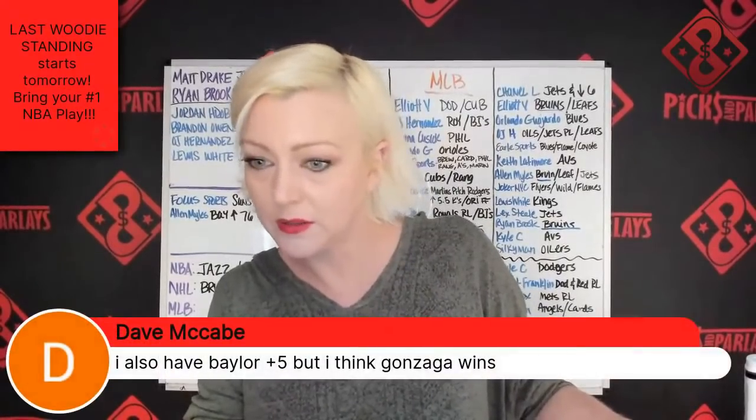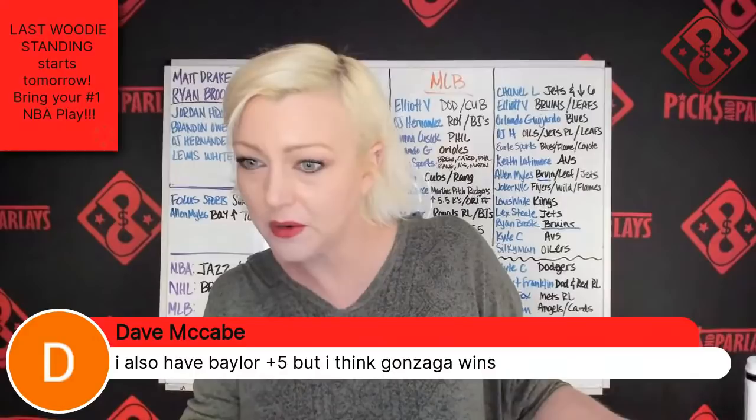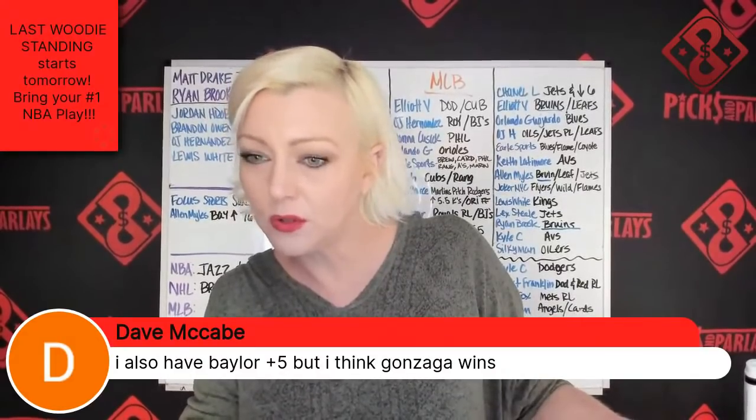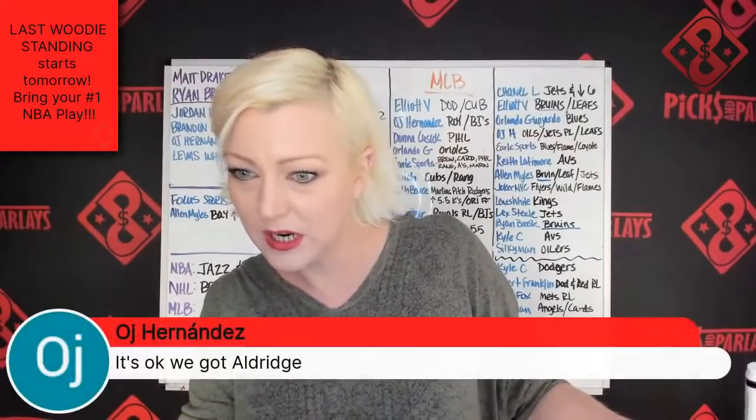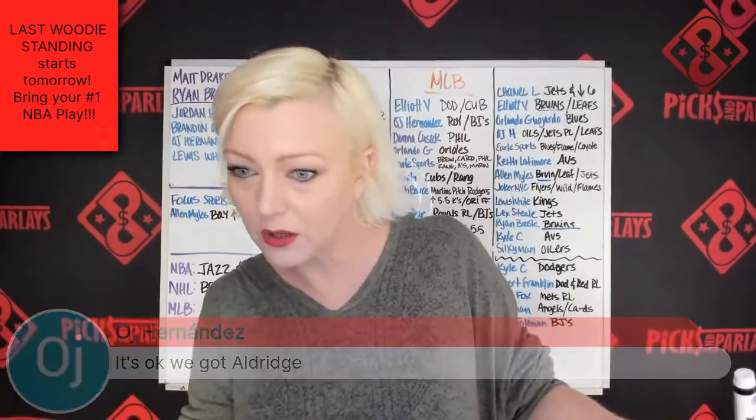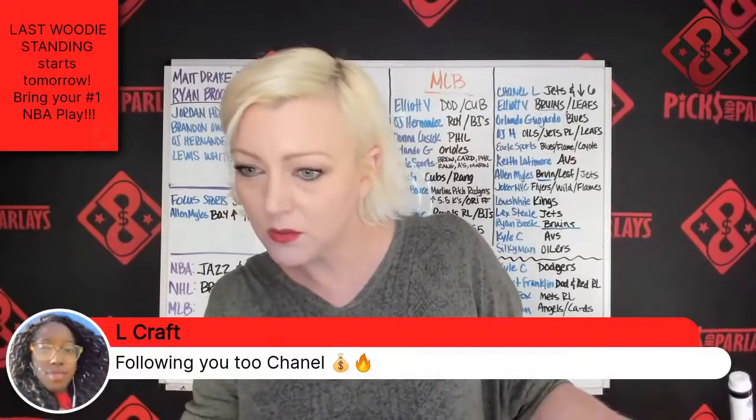Harden is playing. Okay, so I'm going to roll with that. Harden and Kyrie. Blake Griffin is the only one off for the Nets tonight. Okay, we got Aldridge. Yeah, I'm going to roll with Chanel there. Good call. Let's do it. Silky's going with the Mavs.